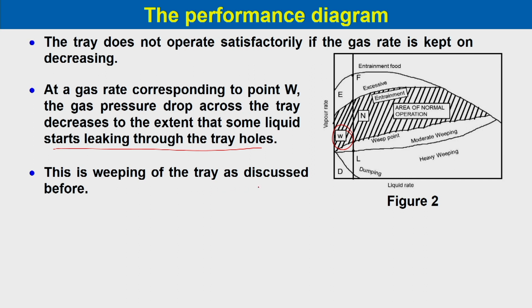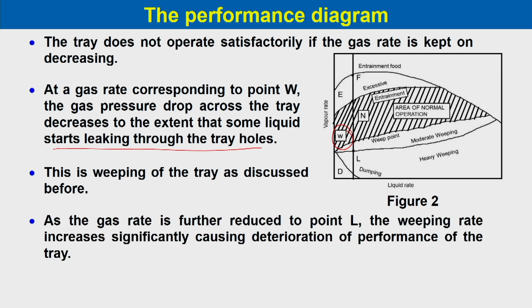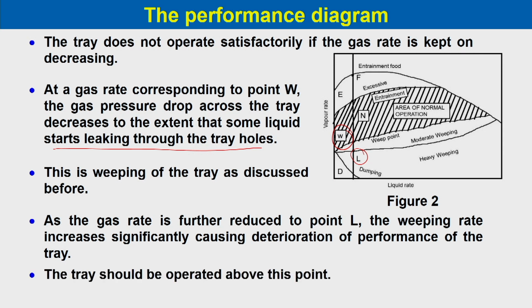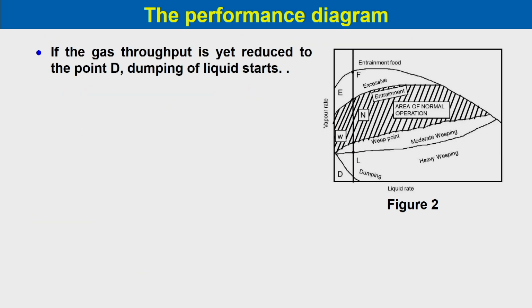This weeping of the tray, as discussed before, will happen as the gas rate is further reduced to point L over here. So, what happens? The weeping rate increases significantly, causing deterioration of the performance of the tray, and the tray should be operated above this point, otherwise dumping will happen or heavy weeping will happen. If the gas throughput is yet reduced to point D, dumping of liquid starts. So, in this region, dumping will start.